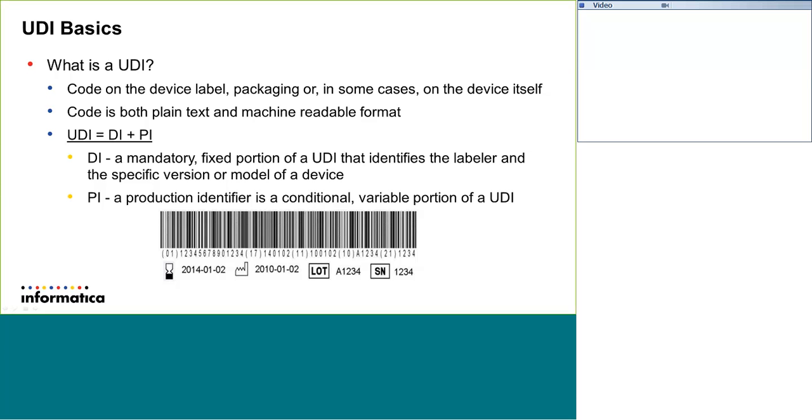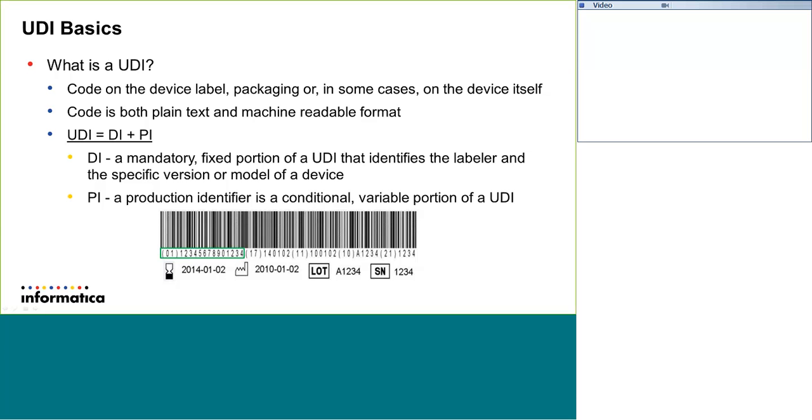The UDI consists of two parts. The device identifier, DI, which is a mandatory fixed portion of a UDI that identifies the labeler and a specific version or model of a device. The DI will serve as the primary key and can be used to look up information about the device in the GUDID.